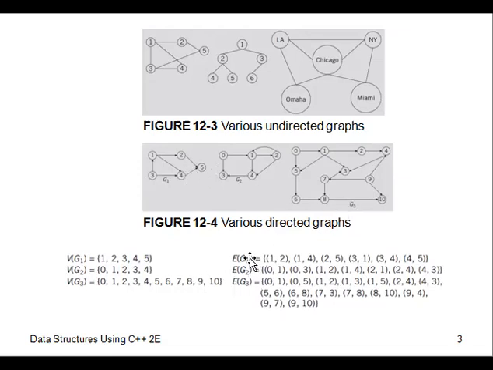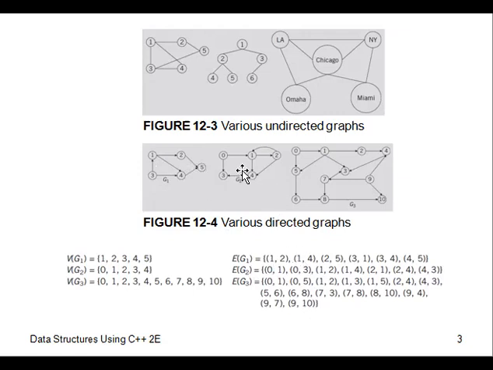Here, edges are denoted from this graph. In the first graph, the edges are 1, 2, 1, 4, and 2, 5. Then another is 3, 1 and 3, 4. Only two edges can be visited from the third vertex. And from the fourth vertex, only one vertex will be visited. That is 4, 5.